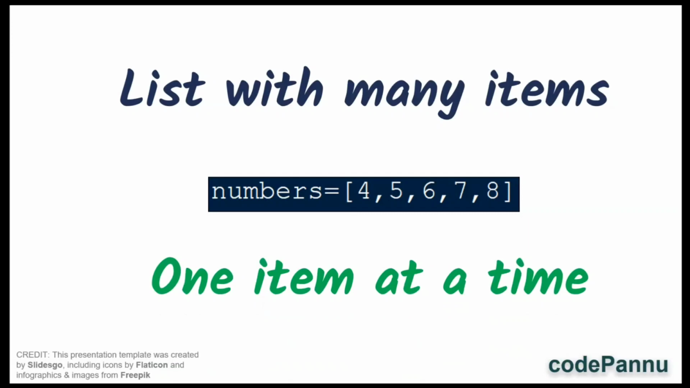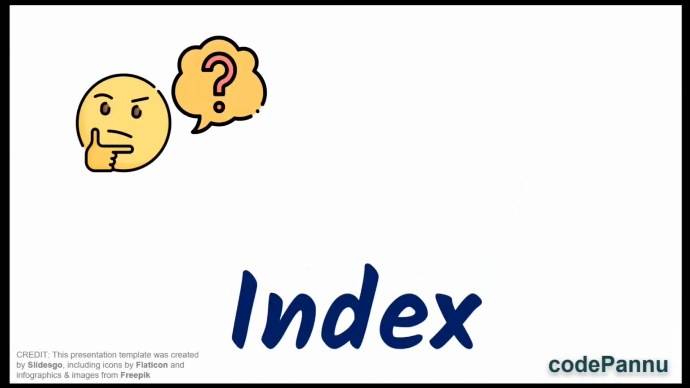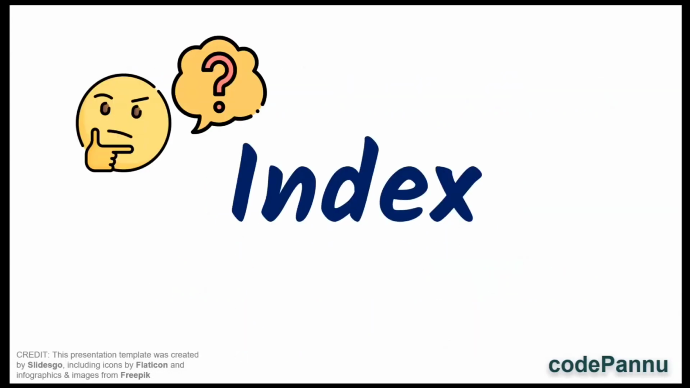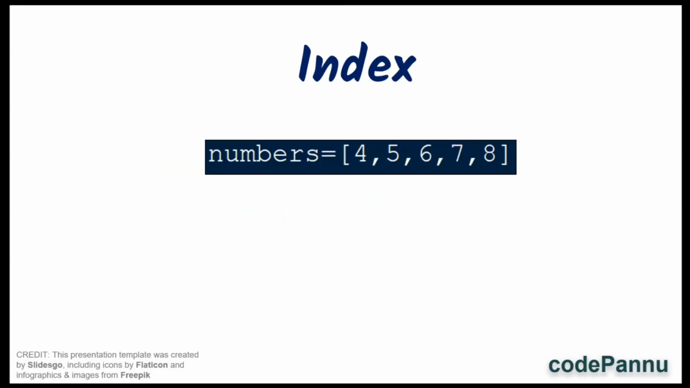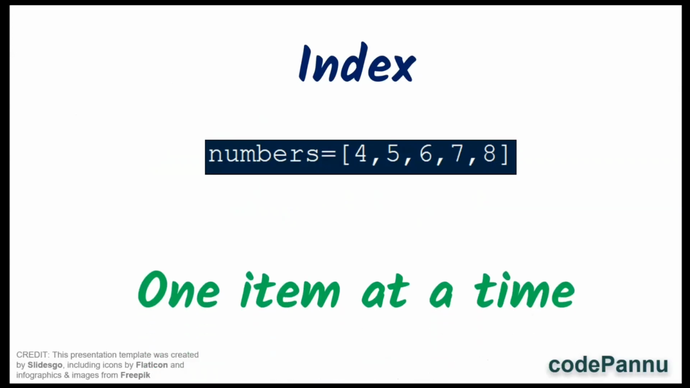Do you remember the concept of index? So, now using the index, we take one item at a time. The first item always has its index number as 0. Second item will have index number 1. Third item will have 2. Fourth item will have 3. Fifth item will have 4 and so on.